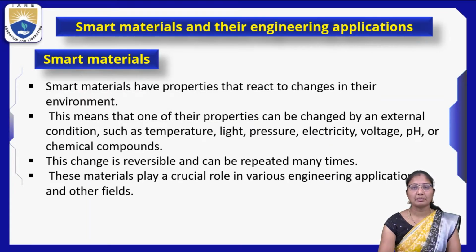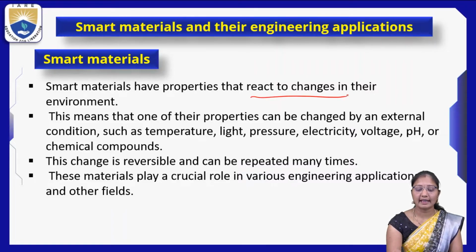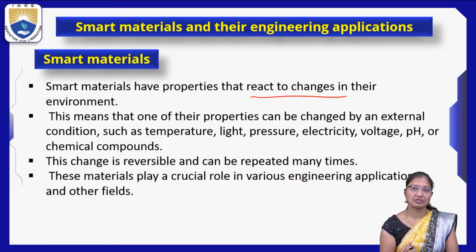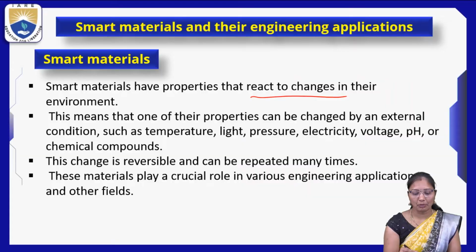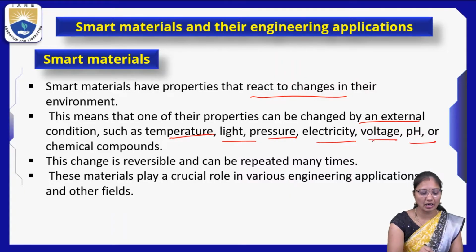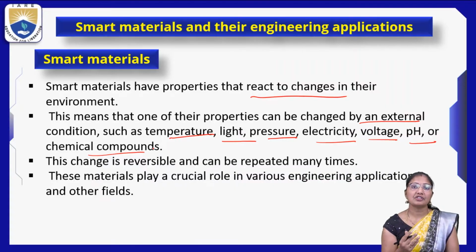Coming to the smart materials. Smart materials have properties that react to change in their environment. So these materials will change in their structure or in their temperature. They will react according to the external environment. This means one of their properties changes due to an external condition such as temperature, light, pressure, electricity, voltage, pH, or chemical compounds.